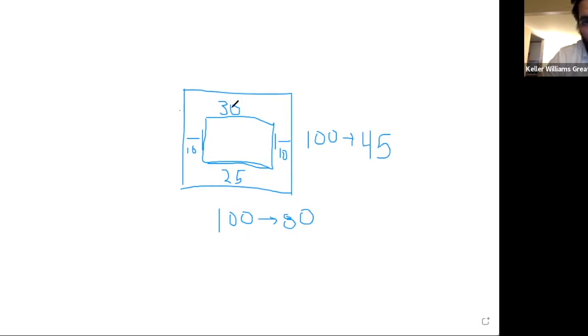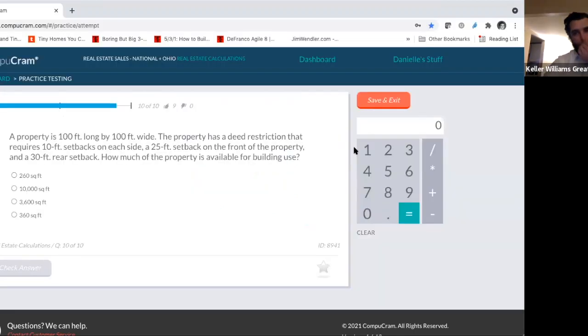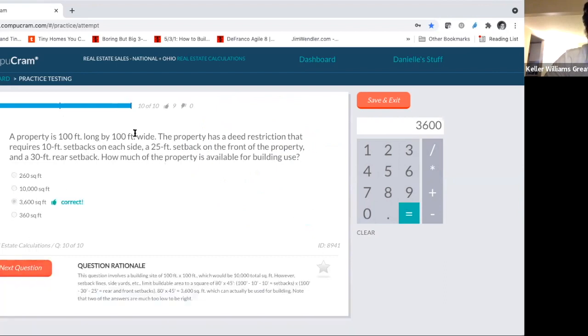So that's how a setback works. Now let's go back to this, and we'll do 80 times 45, and that's 3,600. That's going to be your right answer. And here's the thing: if it's 100 by 100, that's a 10,000 square foot lot. If there are setbacks, the number will have to be less than 10,000 square feet. So that's how you know B is wrong.